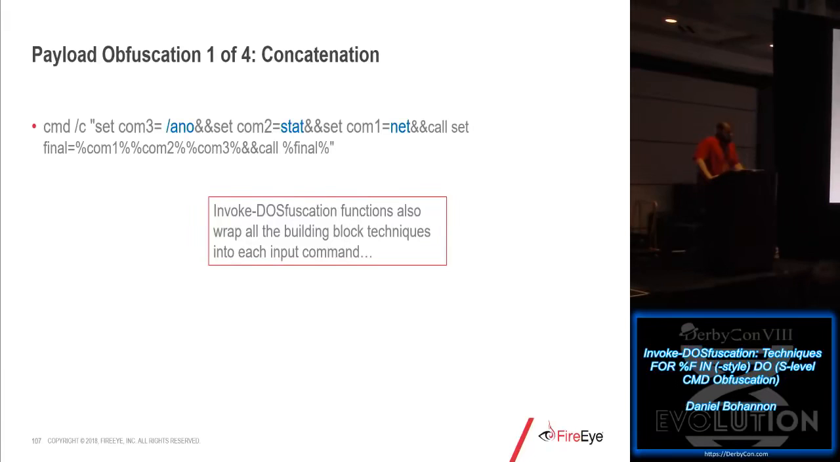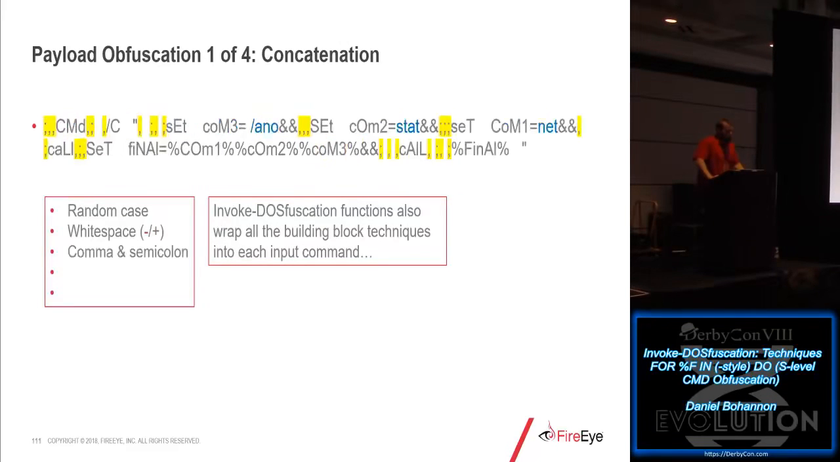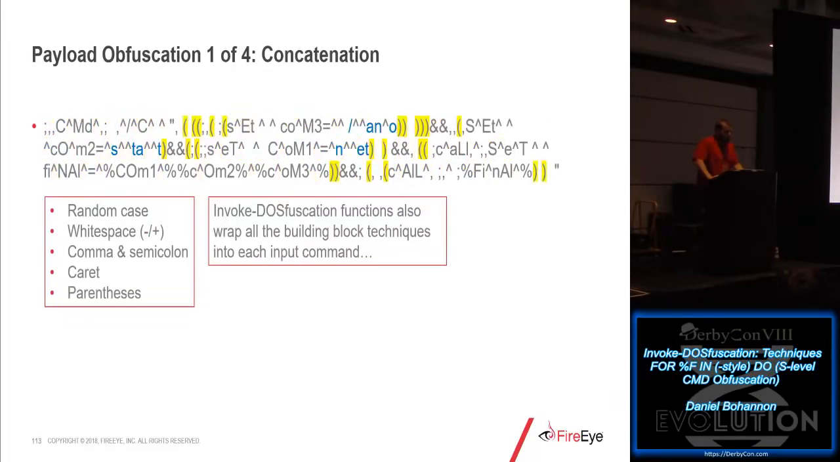And then Invoke-DOSfuscation will handle all the building block techniques that we talked about. So we can randomize the case, we can add white space or remove white space. We then introduce commas and semicolons wherever possible, as well as carets, as well as parentheses.